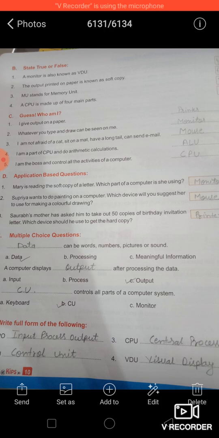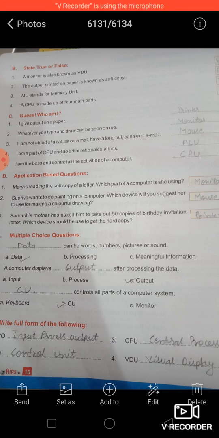I am a part of CPU and do arithmetic calculations. This is ALU, which stands for arithmetic and logical unit, which does all the arithmetic and logical operations inside the CPU. I am the boss and control all the activities of a computer. This is the CPU, also known as the brain of computer.